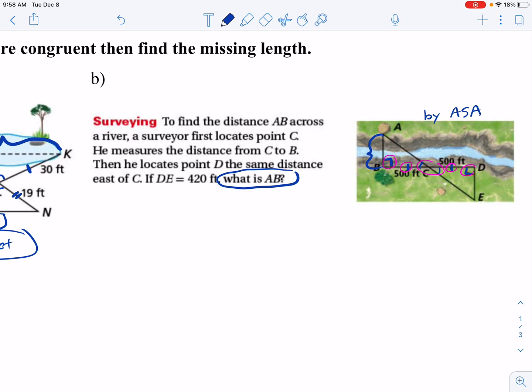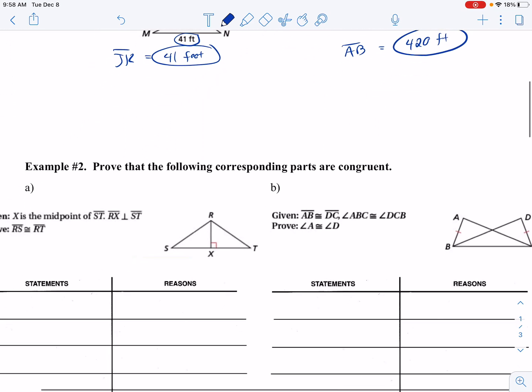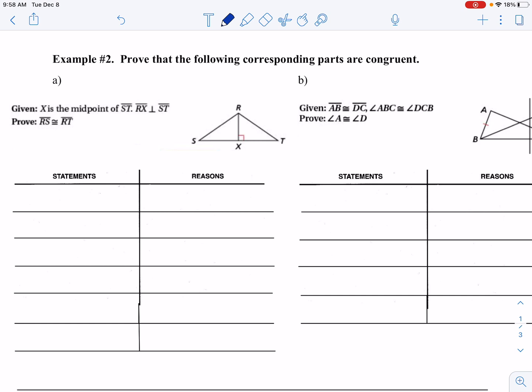So if the length across was 500 and DE we are told is 420 feet, then AB would also need to be 420 feet because the two triangles are congruent. All right, we're going to take this a step further and try some proofs here.